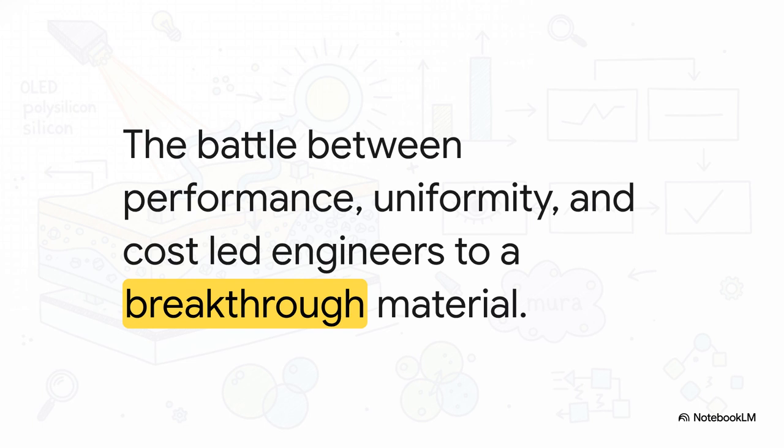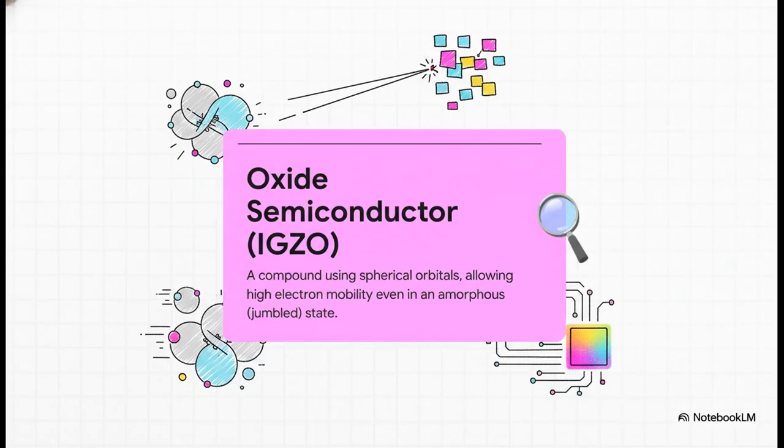What if you could get the best of both worlds? The high performance of a crystal, but with the simple, uniform manufacturing of the messy stuff. Enter oxide semiconductors, and the most famous one is IGZO. That stands for indium gallium zinc oxide.